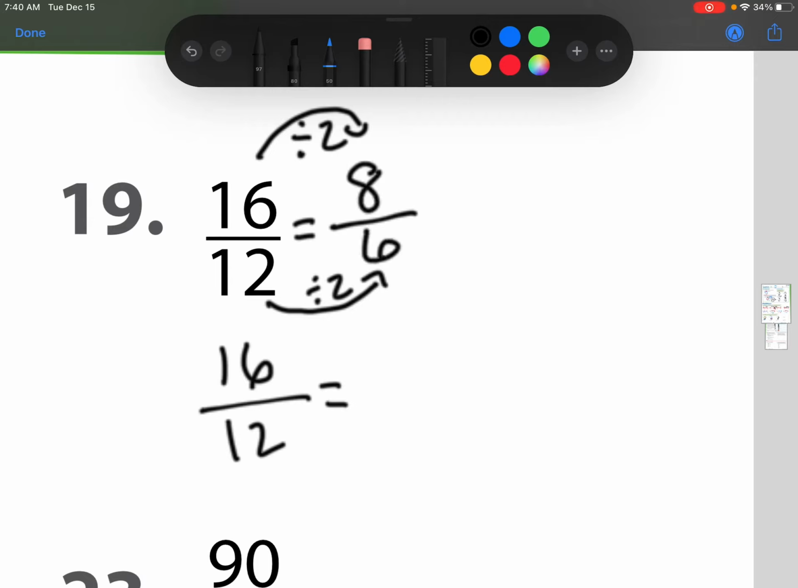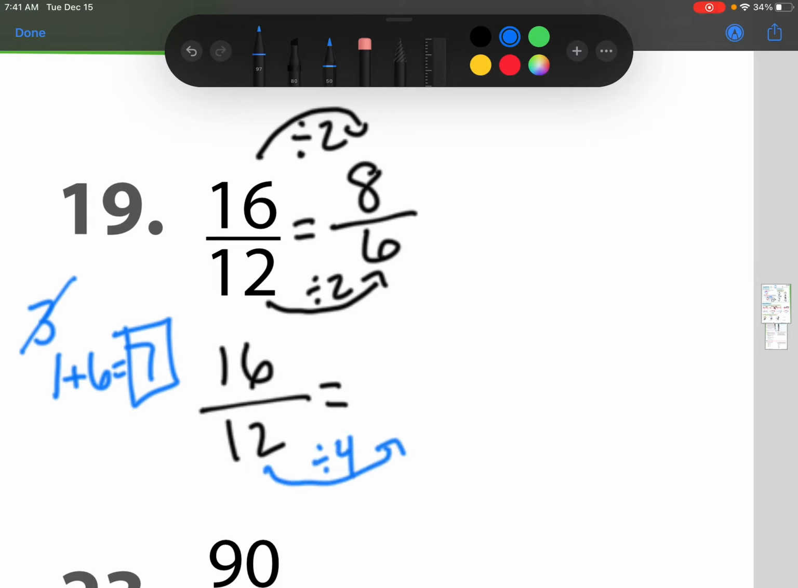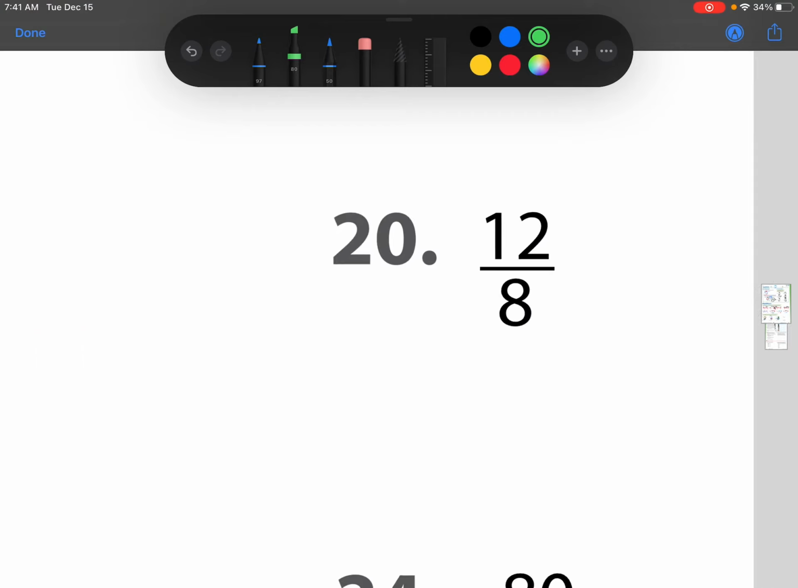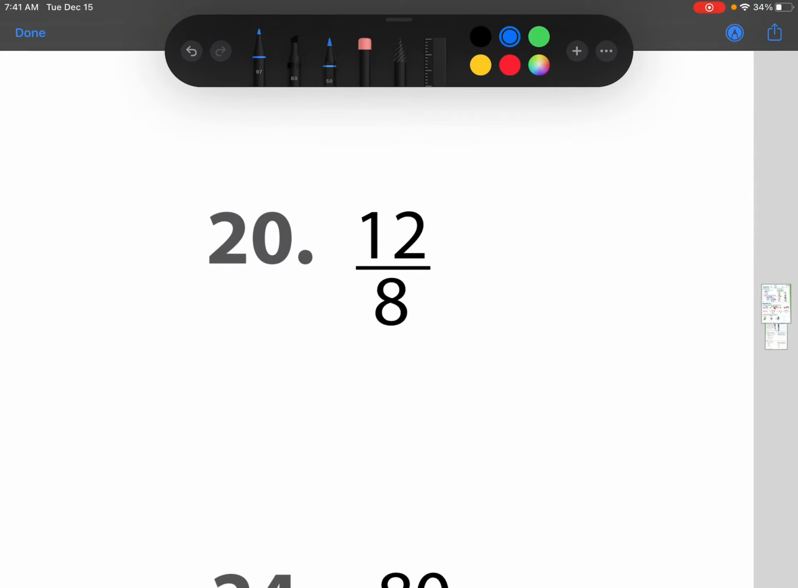And this next one, ooh, well, I can't do 2. It's not 10. It's not 5. So now I have to check my others. What about divide by 3? Well, if I add those digits up, 1 plus 6 is 7. That's not divisible by 3, so I can't do 3. So let's do 4. Oh, yes, 4 works, because I know my multiplication facts. 16 divided by 4 is 4. 12 divided by 4 is 3. So here are my equivalent fractions. Now off to number 18.